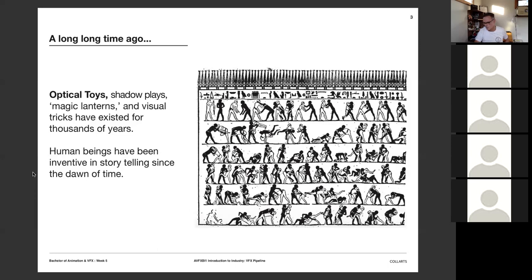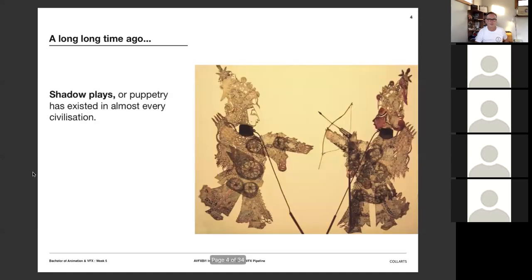Like I said, there were lots of places that I felt I could have leapt in. I could have talked about the Bayeux tapestry, hieroglyphics and all different kinds of petroglyphs. But let's leave it at that, otherwise it becomes less relevant to the world of filmmaking. So we'll leap in at shadow plays and puppetry. These have existed in almost every known civilization, in forms of puppet making and shadow plays.